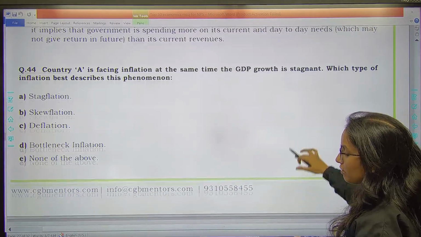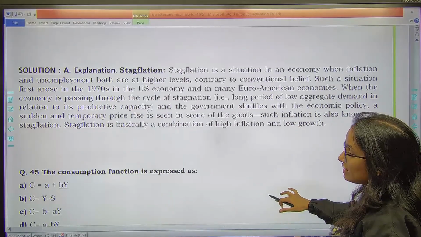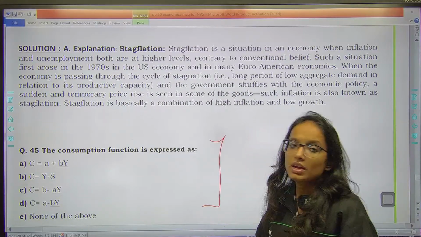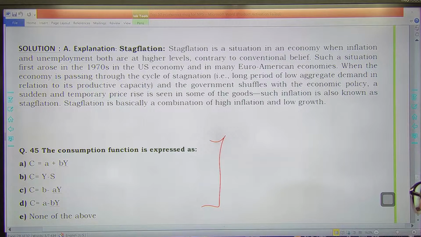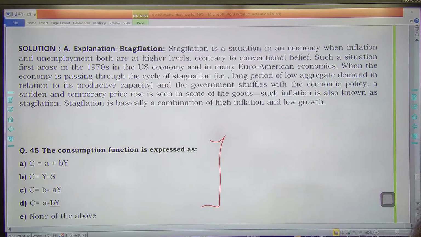Next question, question number 45. Consumption function is expressed as which of the following equations? Consumption function कैसे express करते हैं हम? C = A + BY, C = Y - S, C = B - AY. What is the exact description of the consumption function?